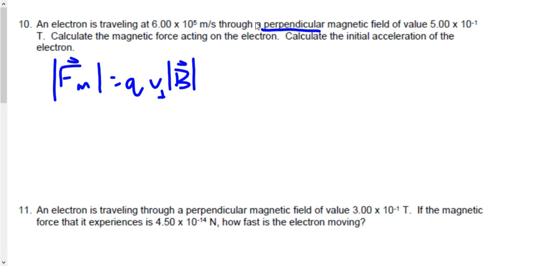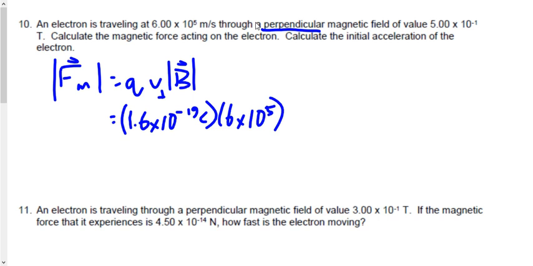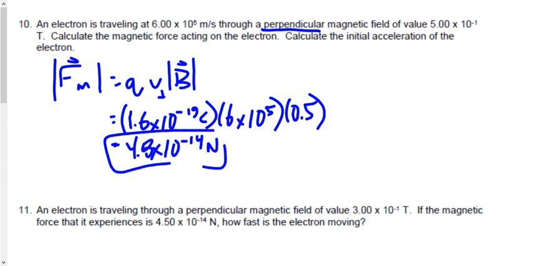So we're looking for that force. Let's get it now. It's an electron, so the charge is 1.6 times 10 to the minus 19 coulombs. The speed of the particle is 6 times 10 to the 5 meters per second, and the magnetic field strength is 5 times 10 to the negative 1, or 0.50 Tesla. When we multiply those three numbers together, we should get 4.8 times 10 to the minus 14. There's my force. And what do we say for acceleration?